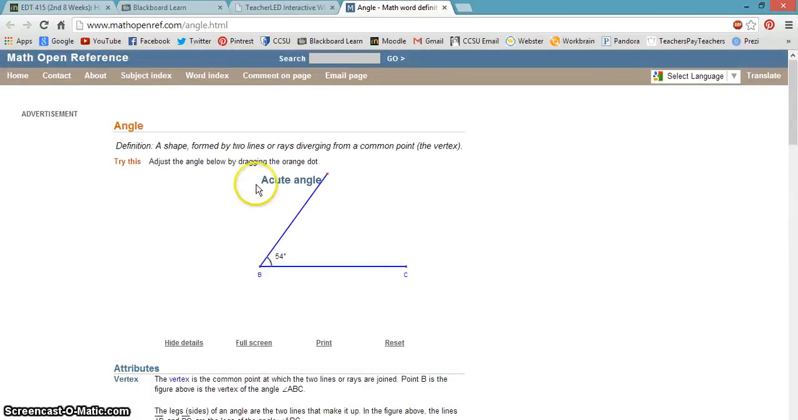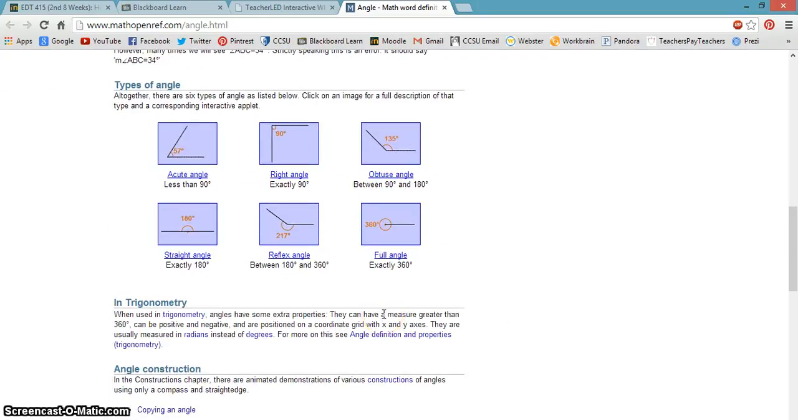But what I like the most about this website is this angle. You can manipulate it, you can move it and create whatever angle you want, and along with being able to move it, it tells you exactly how many degrees your angle is and the type of angle that it is. So right now we have an acute angle, and we can create a right angle, which is right here, 90 degrees, an obtuse angle, a straight angle, a reflex angle, and finally a full angle, which all 6 are listed down here, like we said before.